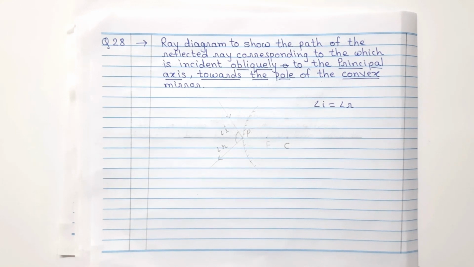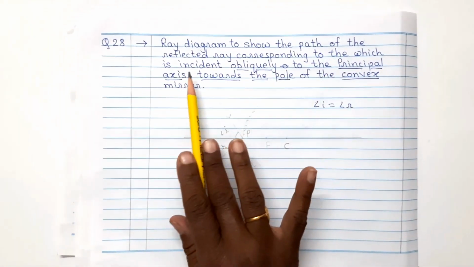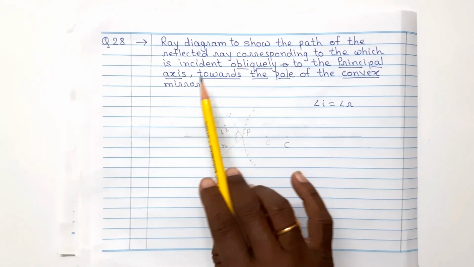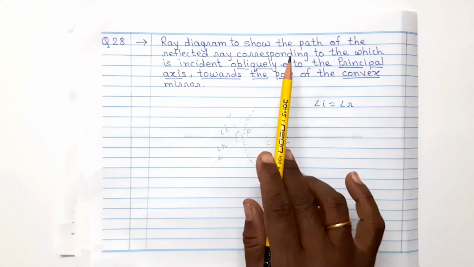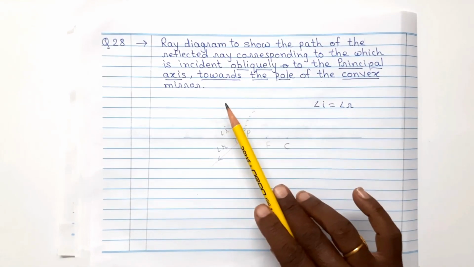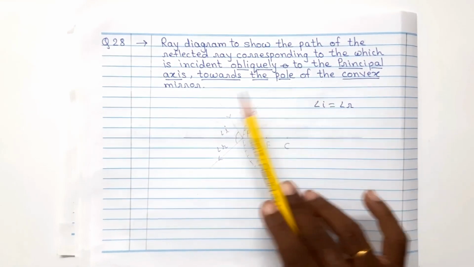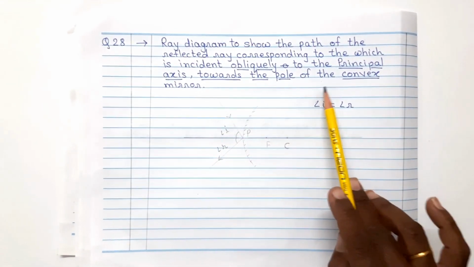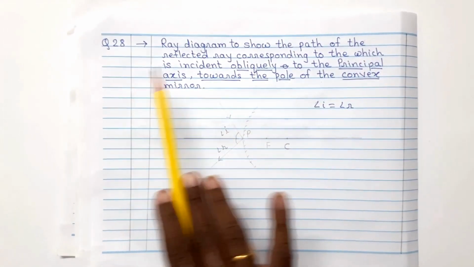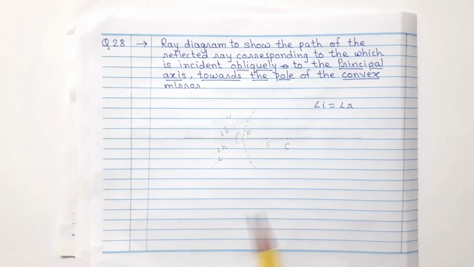While attempting such questions, you have to first write the title. How to write the title? Take it from the question: Ray diagram to show the path of the reflected ray corresponding to the ray which is incident obliquely to the principal axis towards the pole of the convex mirror. This will be the heading of your diagram. Now underline the points.